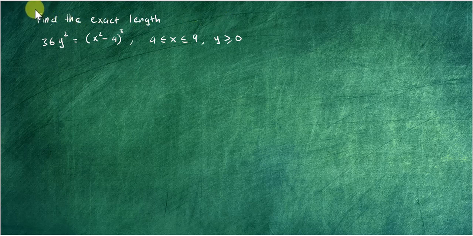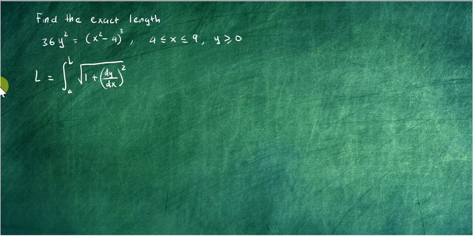For this question, we want to find the exact length for this curve. So let's use the arc length formula. From the lecture, we know that the arc length L is equal to the integral from a to b of the square root of 1 plus (dy/dx) squared, dx.